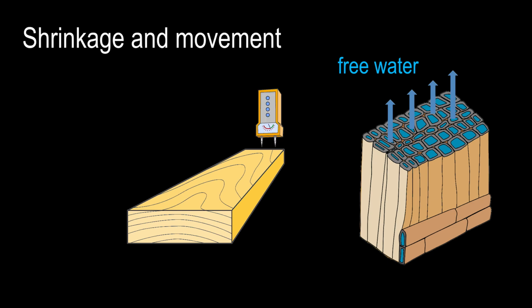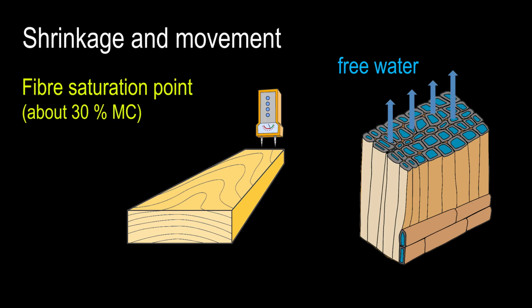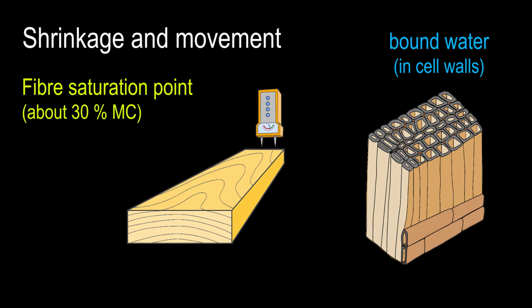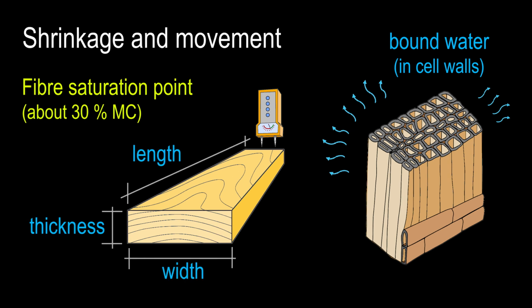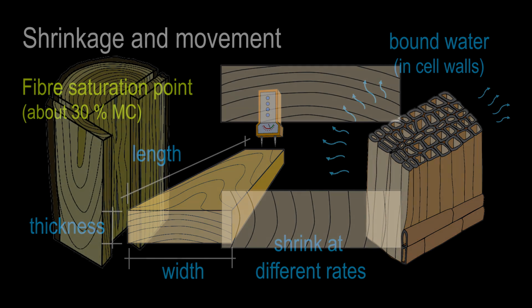When the moisture content in timber drops below fibre saturation point, it begins to shrink as the bound water in the cell walls starts to evaporate. However, the width, thickness, and length of a piece of timber will shrink at different rates, depending on how the board has been cut from the log.